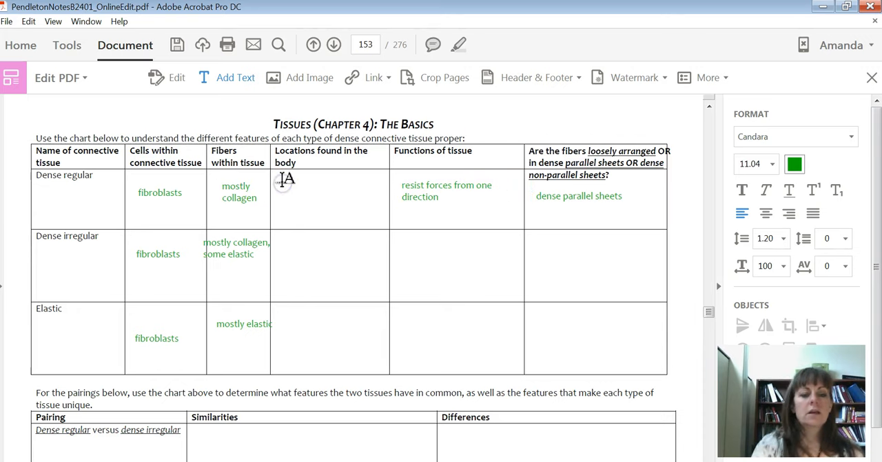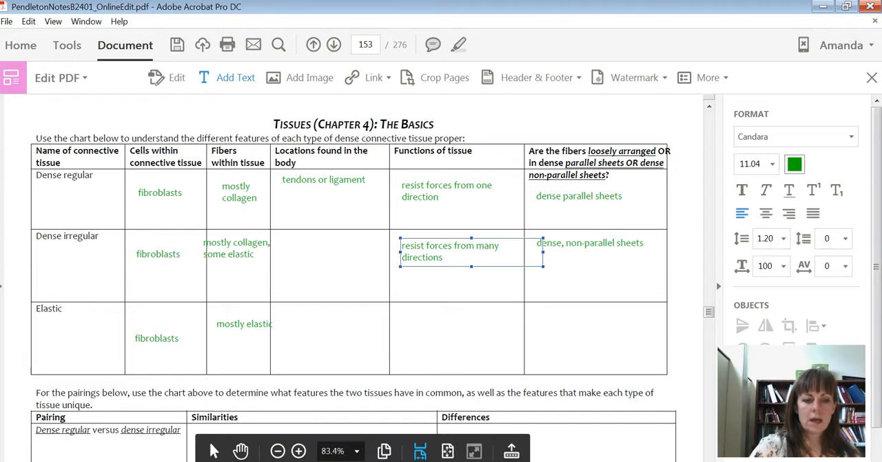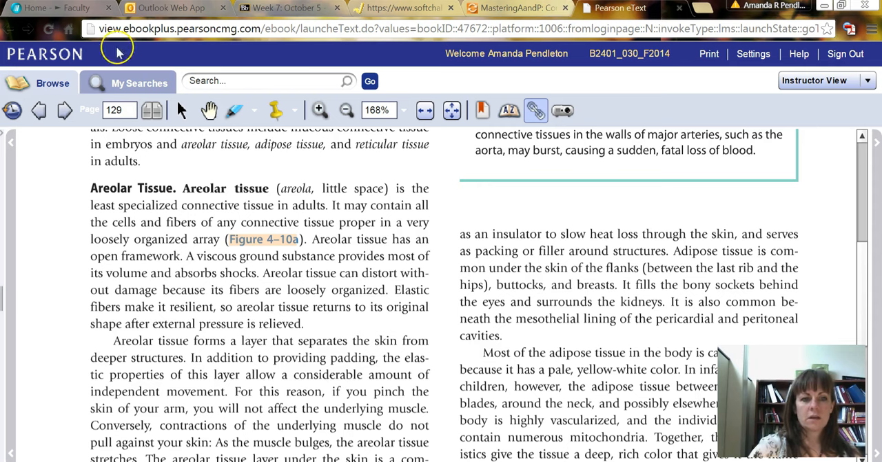Locations found in the body. The big thing is anywhere you have a tendon or a ligament, this is going to be made out of dense regular tissue. The difference in dense irregular is that they are found in dense organizations but non-parallel sheets. Okay, and so what this means is that you have a lot of collagen there that gives you strength, but they resist forces from many directions.